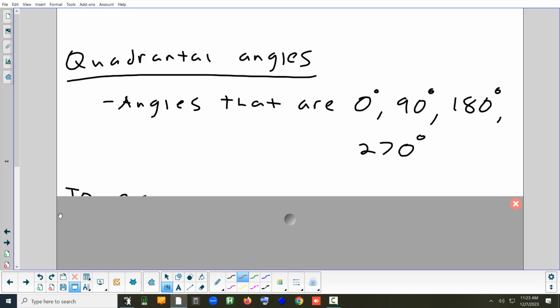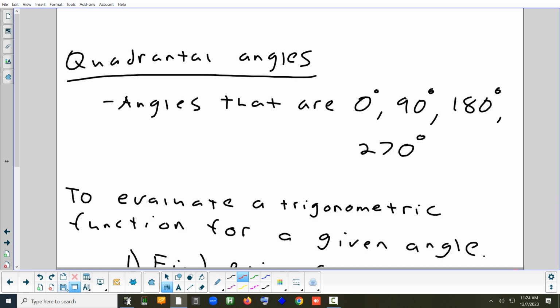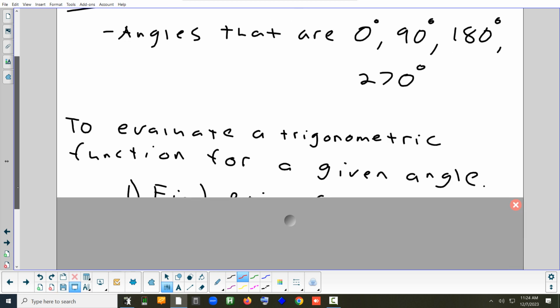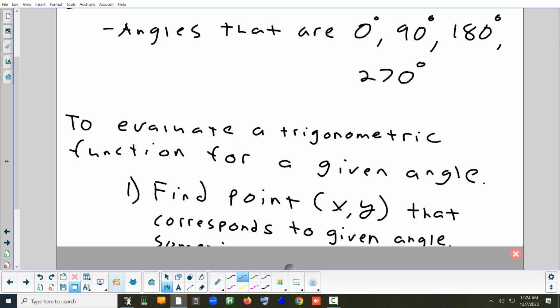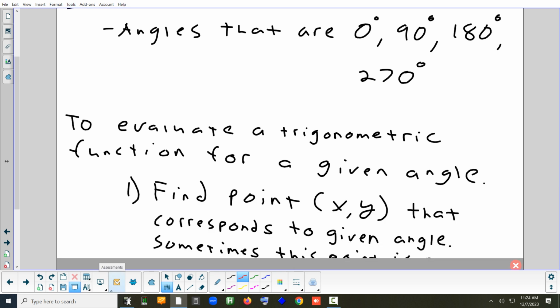So the angles I mentioned earlier, the 0, 90, 180, 270, those are your quadrantal angles because they are on the axes and they divide the plane into quadrants. So if you see that term, now you know what the quadrantal angles are. So how do we figure out the sine, the cosine, the secant, whatever they want to know for an angle? Well, the first thing is the angle itself isn't useful. What you really need to know is the location of the angle. What is the coordinate of the angle on the circle?